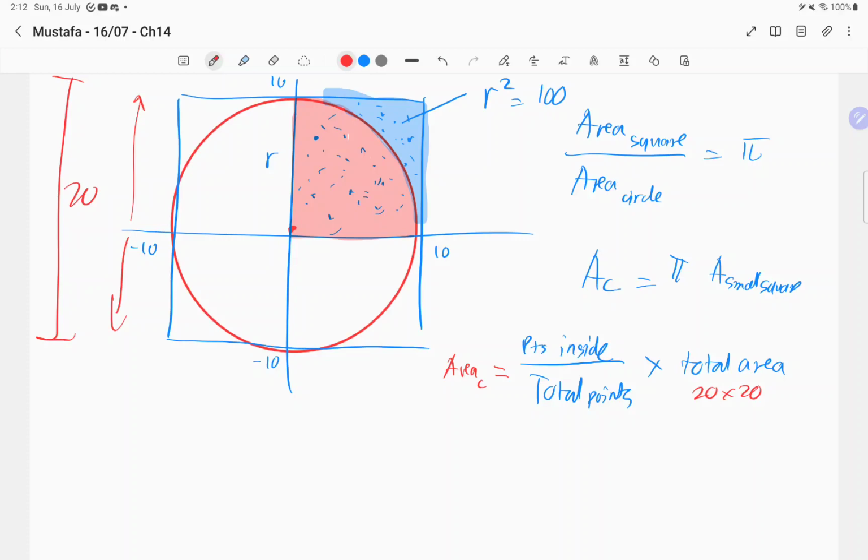But of course, you are estimating, so it's not going to be as accurate. Right? So that's the method. That's the Monte Carlo method. How about the other methods? Have you tried them out? No? Are you going to try them out?